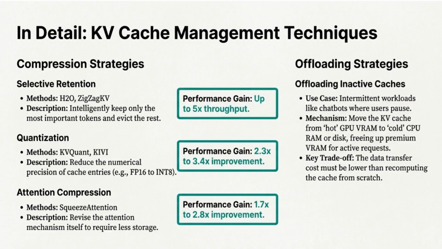Offloading. User is typing slowly, taking a break. Their cache is sitting in expensive GPU VRAM doing nothing. Offloading moves inactive caches to CPU RAM. When user comes back, reload it. The key thing, transfer cost must be cheaper than recomputing the cache from scratch.